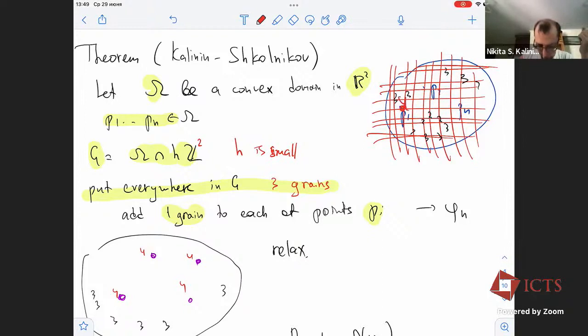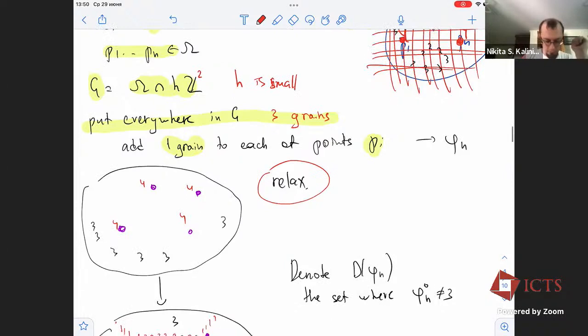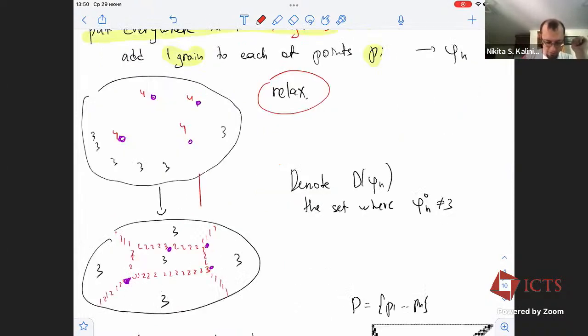So my initial state is 3 everywhere and 4 at some special positions. And then I relax. I perform a relaxation, and one can do it on a computer. The result is as follows. After the relaxation, in fact, I have again the picture where I have 3 almost everywhere, and I have not 3 along a tropical curve.